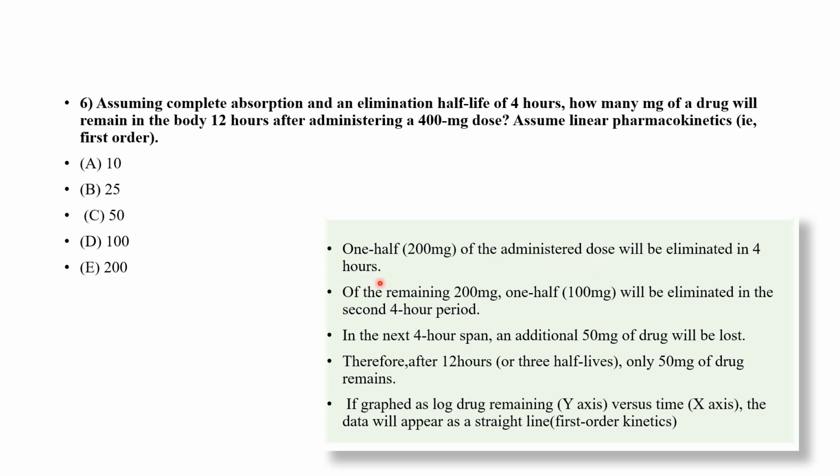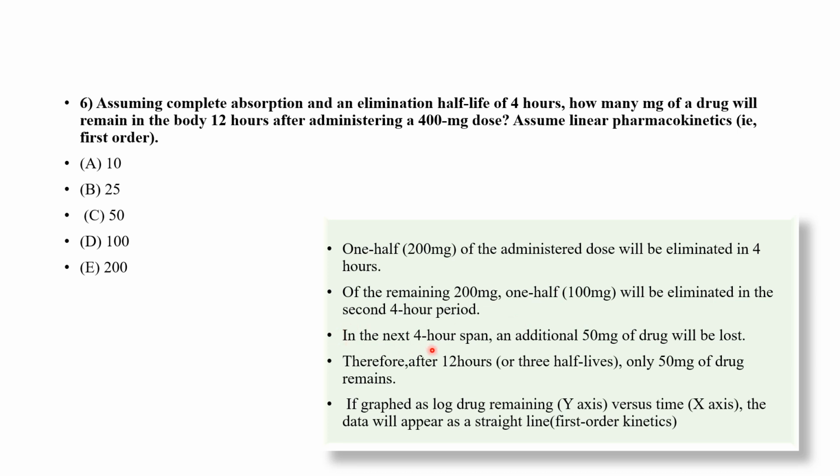Then in the second half-life, the remaining is 200 milligram. Of the remaining 200 milligram, one half, that is 100 milligram, will be eliminated in the second 4-hour period. Second 4-hour period means the second half-life, or 4 plus 4, that is 8 hours. So after 8 hours, the remaining drug is 100 milligram.